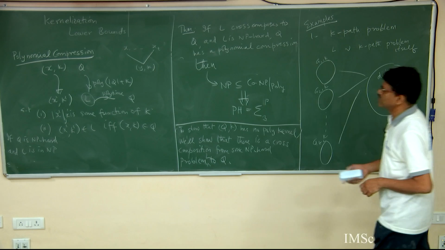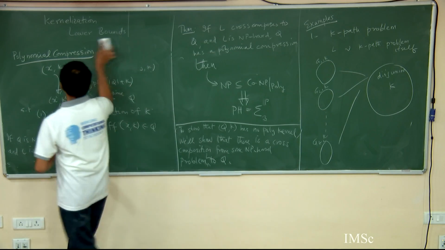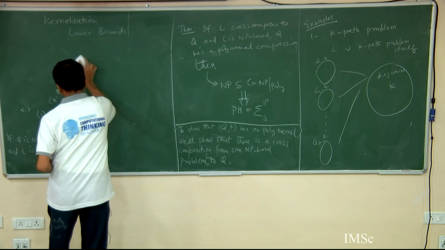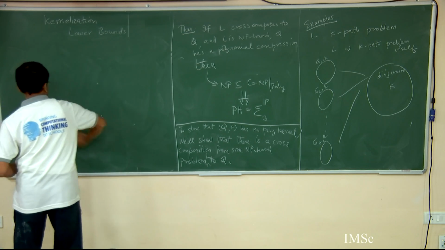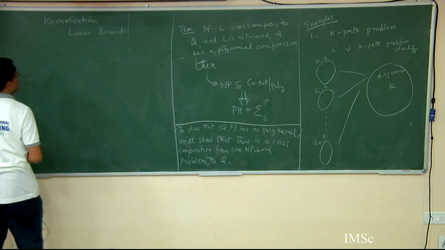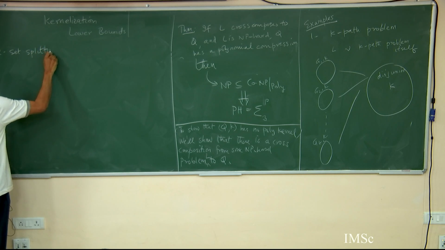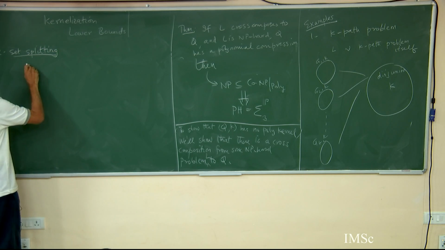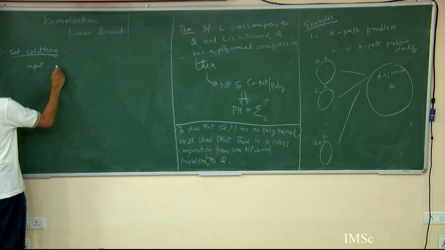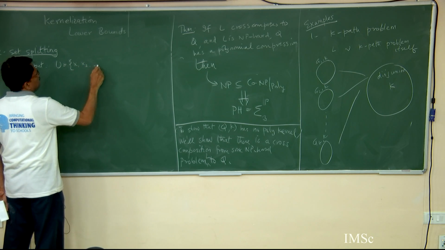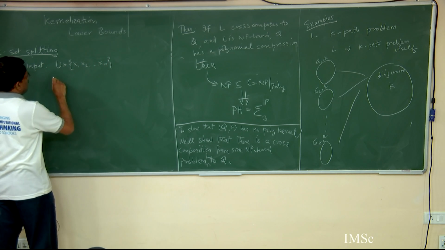Let us get to something more non-trivial. So, let us look at this problem of set splitting. What is the input? You have a universe and a family.